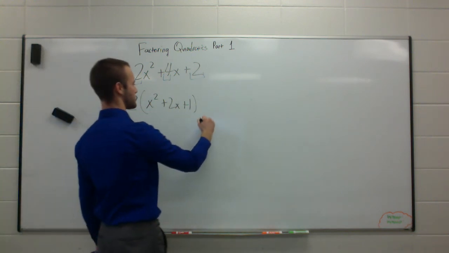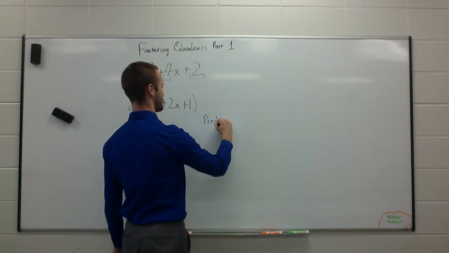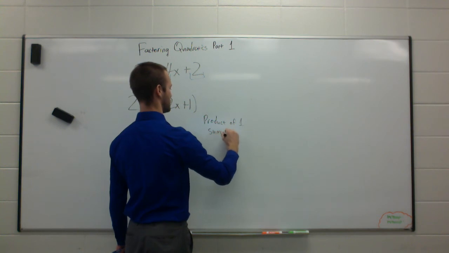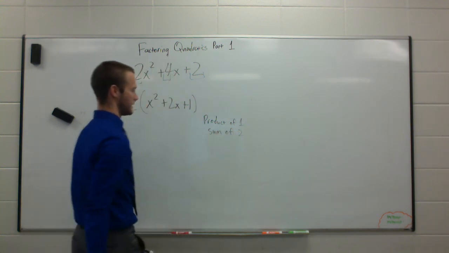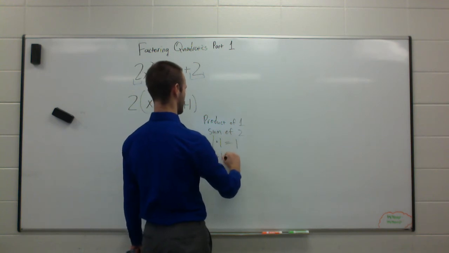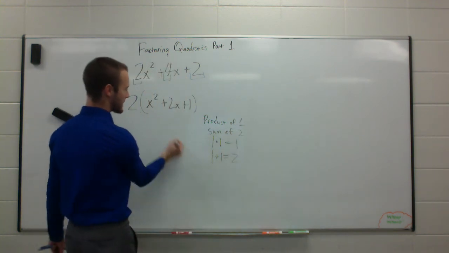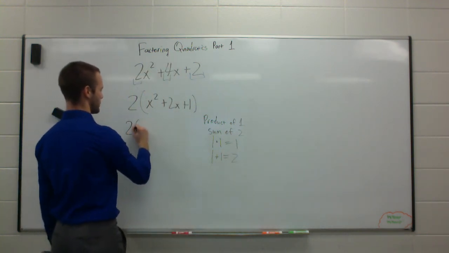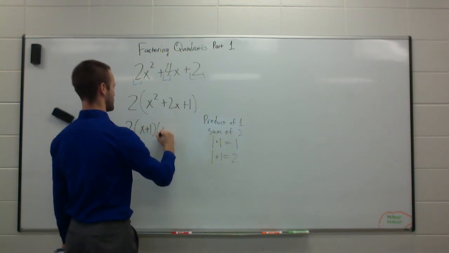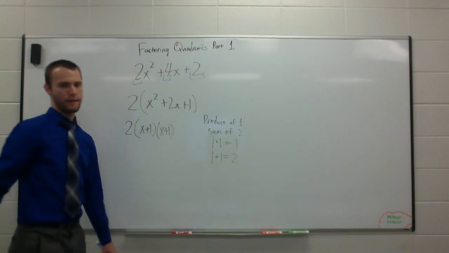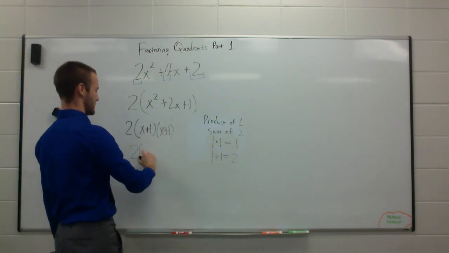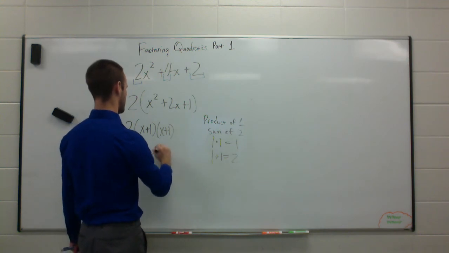And I need to find two numbers that have a product of 1 and sum of 2. And this is an easy one. 1 times 1 is 1. 1 plus 1 is 2. So we're only factoring this inside. So the 2 stays out front. And we have on the inside x plus 1 times x plus 1. Another way to write x plus 1 times x plus 1 is 2 times x plus 1 squared.